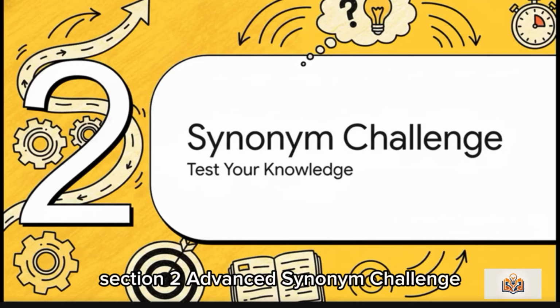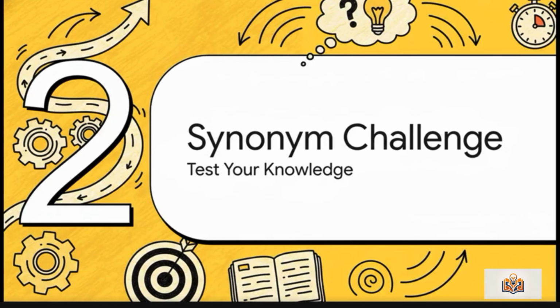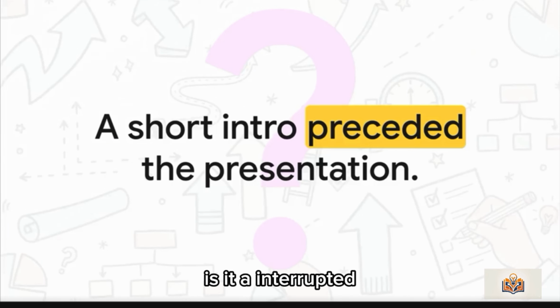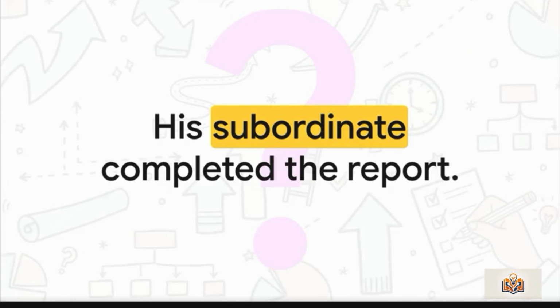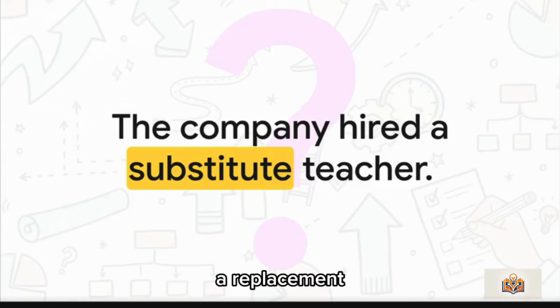Section 2. Advanced Synonym Challenge. Choose the best synonym for the highlighted word. A short introduction preceded the main presentation. Is it A, interrupted, B, followed, C, came before, or D, summarized? The manager's subordinate completed the report. A, colleague, B, assistant, C, customer, or D, competitor. The company hired a substitute teacher for the week. A, replacement, B, supervisor, C, volunteer, or D, expert.